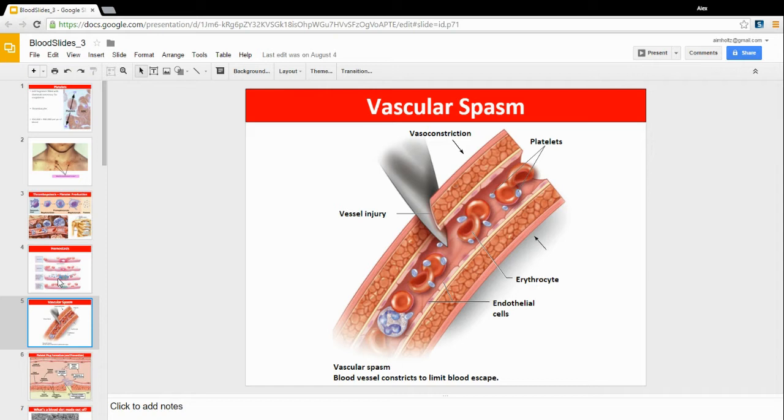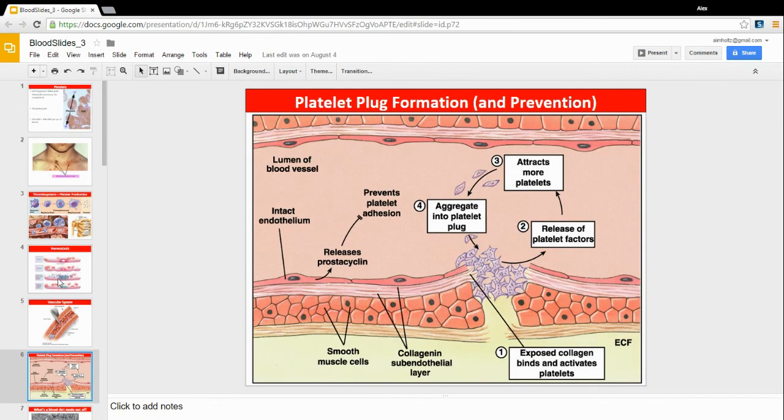Okay. That's the first phase. It happens almost immediately. Now, these phases don't necessarily happen in order. They're kind of all occurring at the same time. So meanwhile, platelet plug formation is going to take place in response to damage as well.